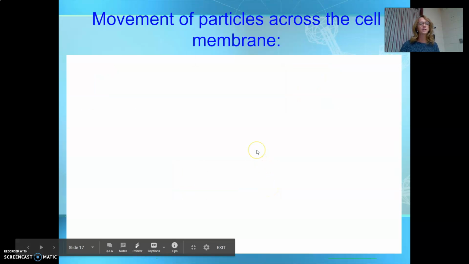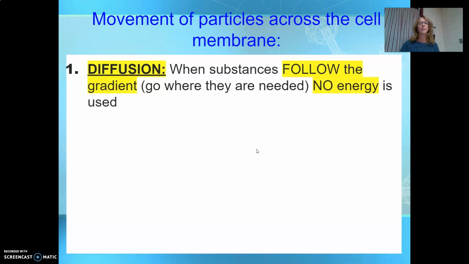Okay, so how do particles move? Based on that, there are 3 ways particles move across a cell membrane. Well, actually 2. We'll break it into 3. The first way is called diffusion. When something diffuses, it follows the gradient, meaning it goes where it is needed and energy is not used.